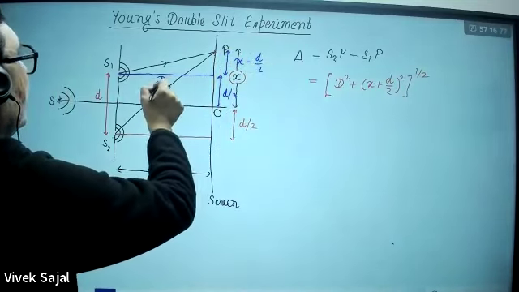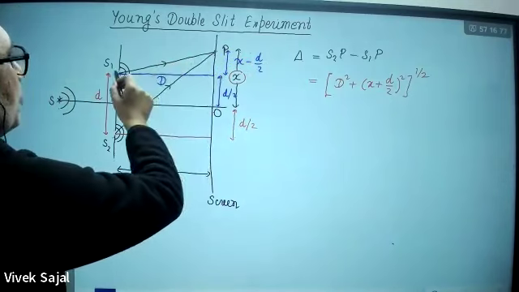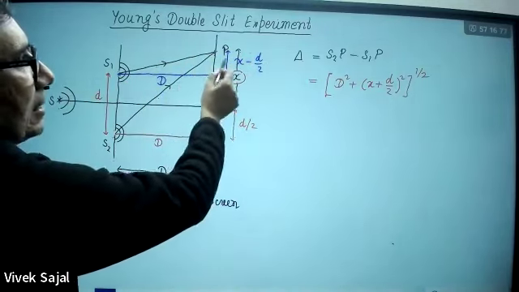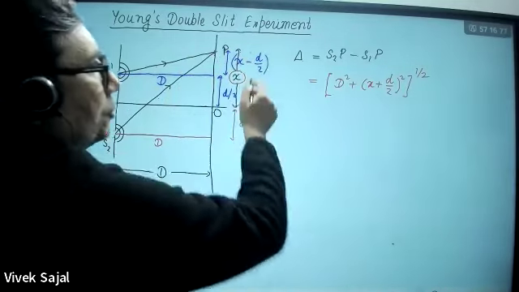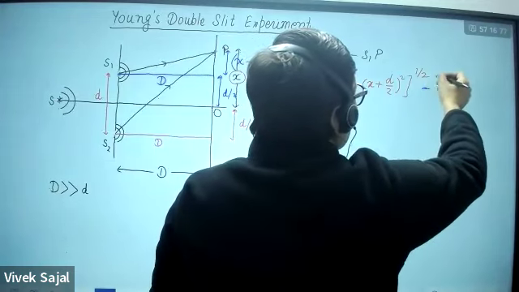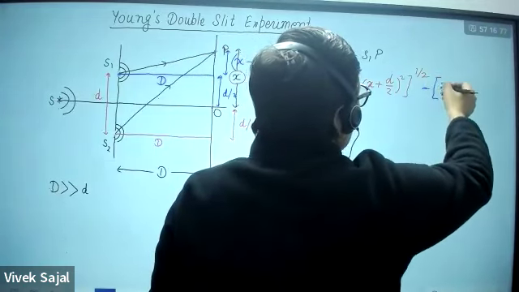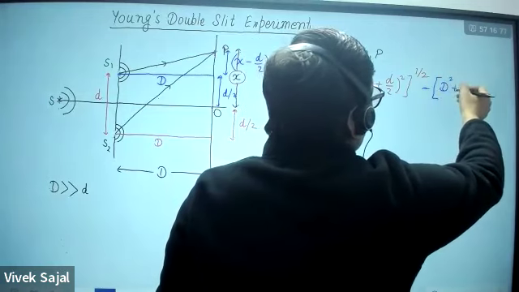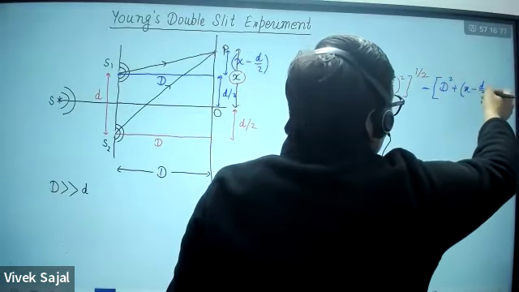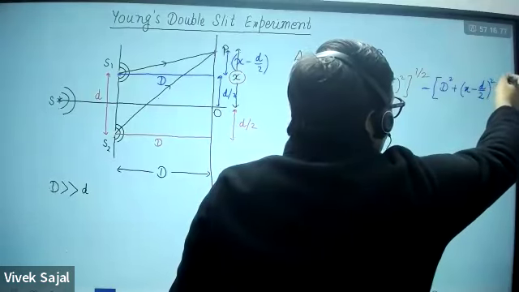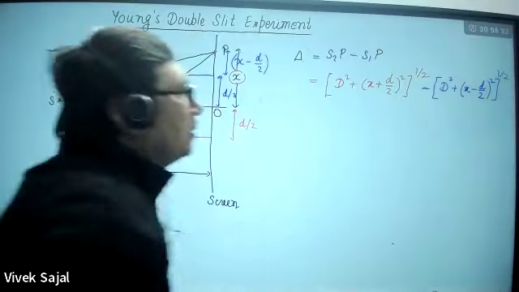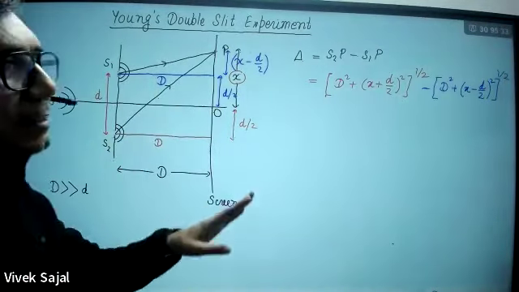This is capital D. So from the Pythagoras theorem, what will be S1P? That will be square root of D square plus (x minus d by 2) square. So S2P minus S1P will be (D square plus (x plus d by 2) whole square) to the power 1 by 2 minus (D square plus (x minus d by 2) whole square) to the power 1 by 2. Okay, now we have to solve it.